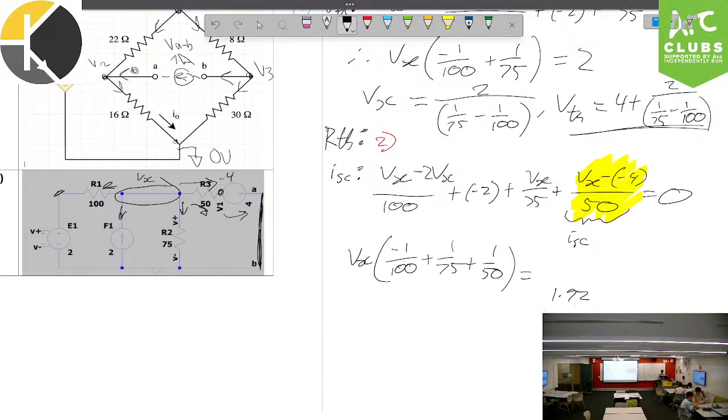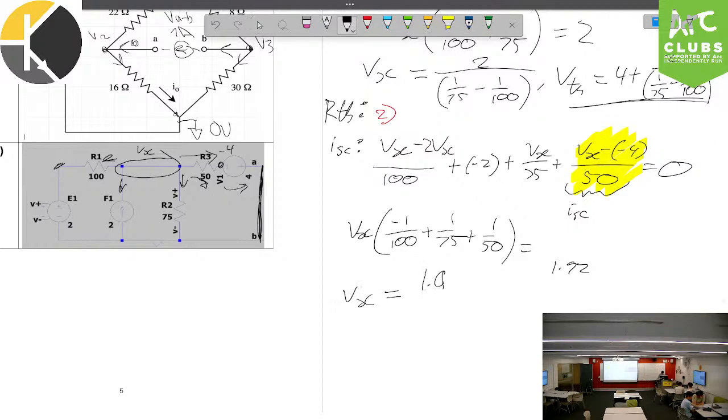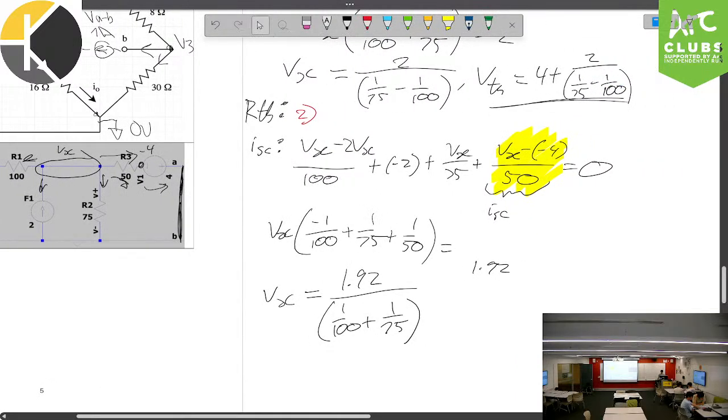We're happy. Okay? Vx equals 1.92 over, in brackets, 1 on, actually this 1 on 50 minus the 1 on 100 can actually just turn into a 1 on 100. So we can say 1 on 100 plus 1 on 75. Okay, fantastic stuff. We got Vx. Now we have to find I short circuit. And so we go and chuck that in the equation.